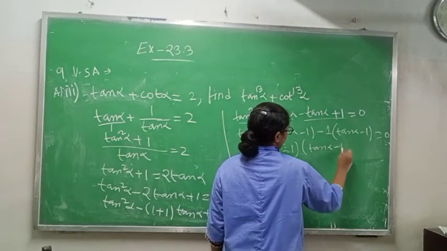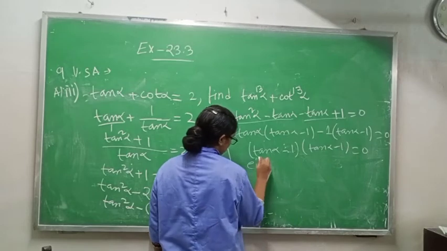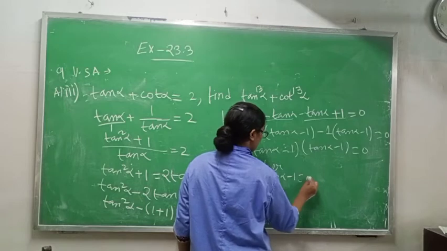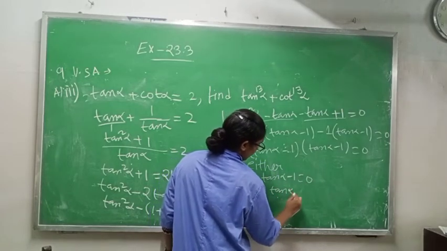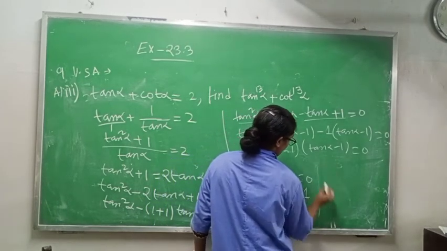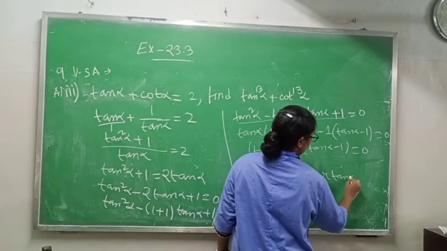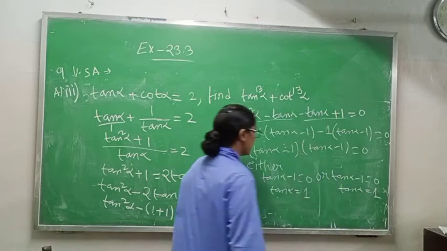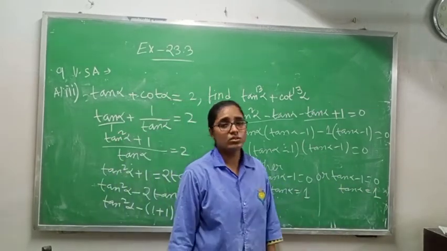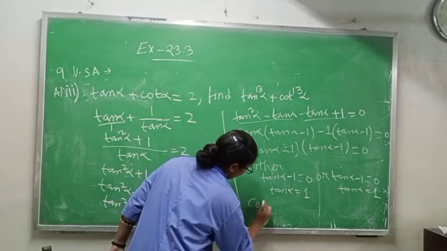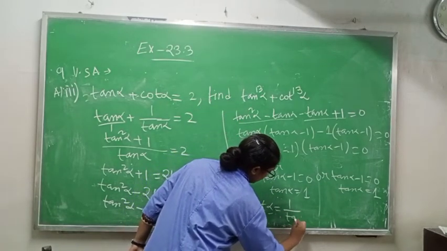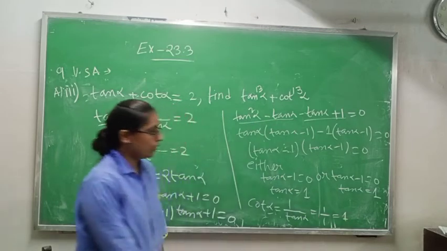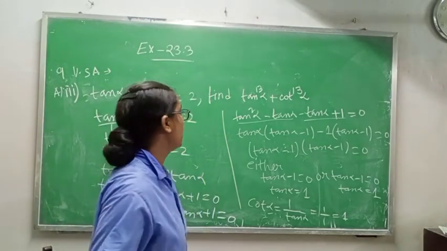So either tan alpha minus 1 equals 0, tan alpha equals 1, or tan alpha minus 1 equals 0, tan alpha equals 1. Means in both the cases you are getting tan alpha value 1. If tan is 1, what will be cot? Cot alpha you know, cot is 1 by tan. So 1 by 1 is 1 only. Cot also you are getting 1. So tan alpha and cot alpha both you are getting 1.